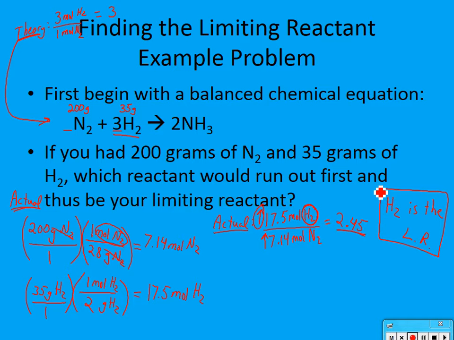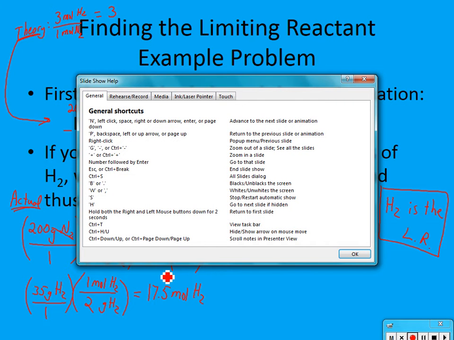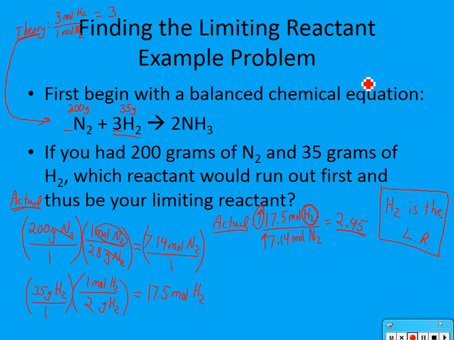The second method would be take it all the way to amounts of product. So I'm going to take this moles of nitrogen and put it over 1, and we're going to go all the way to moles of a product. And so we've already answered the question. We know that hydrogen's limiting. I'm just showing you the other way. If you didn't like the ratio way, here's how you would do it the second way. Okay? And so let's go to product. Let's see how much product we could form if we had 7.14 moles of nitrogen.